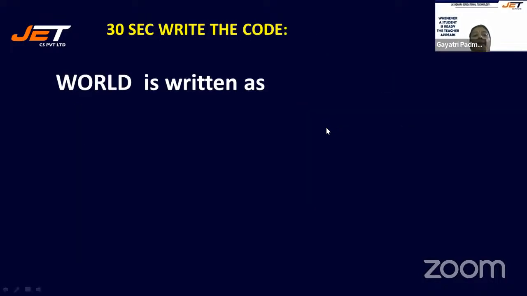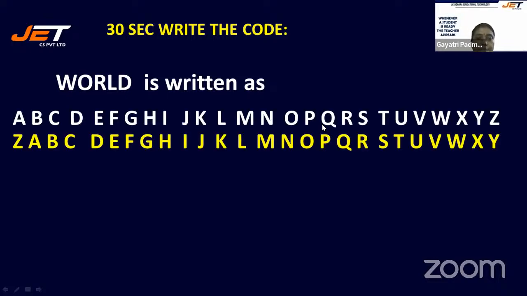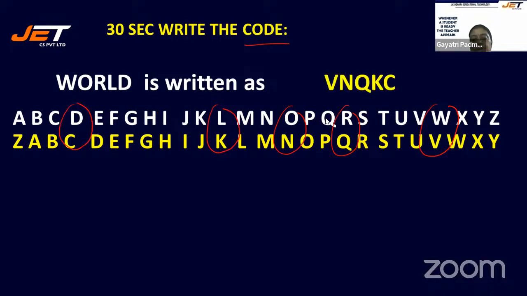Now let us try another one. We have WORLD. So now here again we are trying to code it. All right, students, not more than 30 seconds should be taken to answer this. W is V, O is N, R is Q, L is K, D is C. So it goes like V, N, Q, K, C.